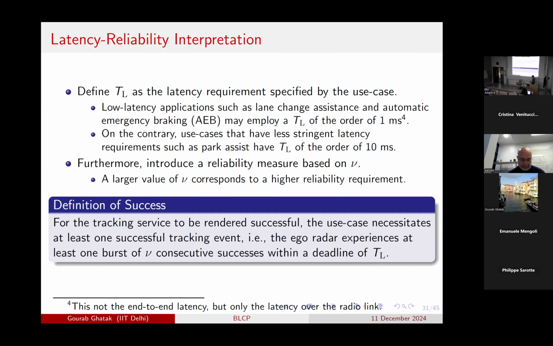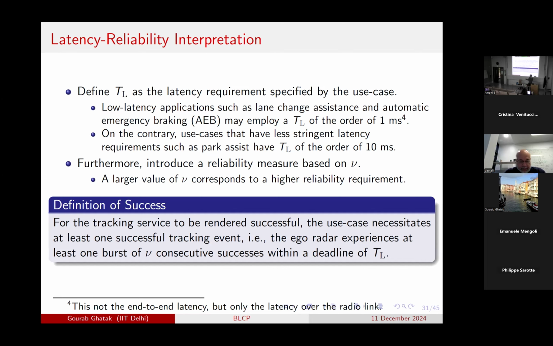Now I will say success for the tracking service to be rendered successful is that the use case necessitates that at least one successful tracking event, at least the ego radar experiences at least one burst of nu consecutive successes within a deadline of TL. Now TL is not my block length. I will have to create blocks in it because if TL is my block length, then everybody has to access. Now I have to have this MAC protocol also.